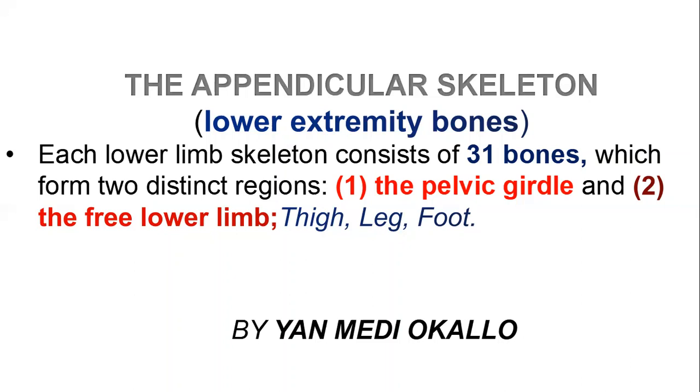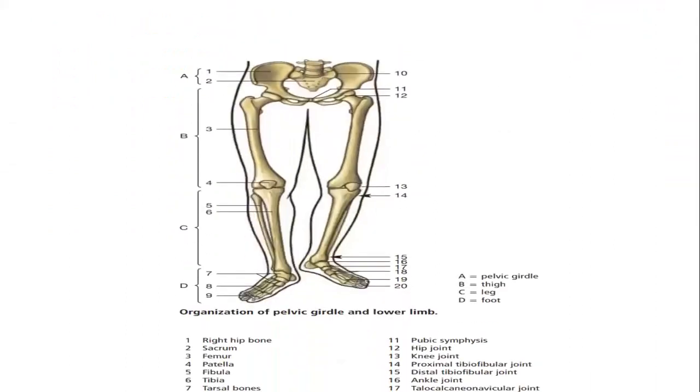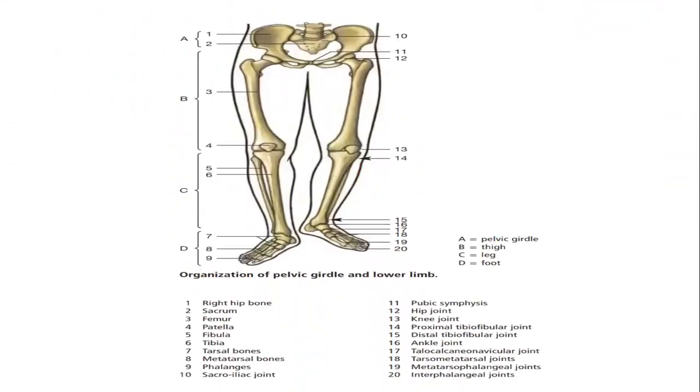On the introduction part, each lower limb skeleton consists of 31 bones which form two distinct regions, the pelvic girdle and the free lower limb. And under the lower limb, we have the thigh, leg, and foot. So let's consider this image here, which is just an overview of the bones of the lower extremity.